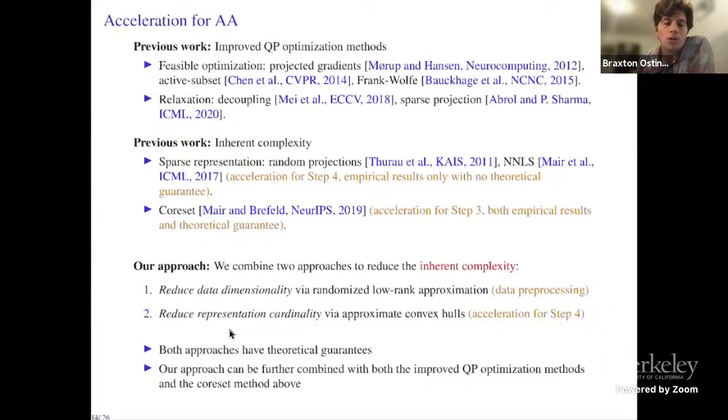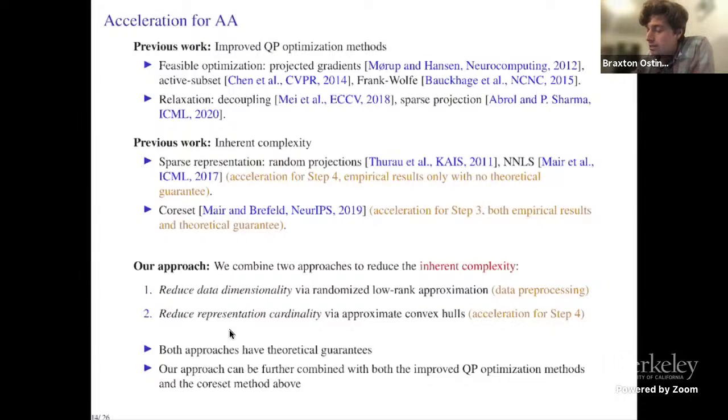Okay, so our approach complements these methods, and we combine two approaches to reduce the inherent complexity of the problem. So the first thing we do is we reduce the data dimensionality via randomized low rank approximations. So we think about this as kind of data pre-processing, which is reducing the dimensionality. And then the second thing is we reduce the representation cardinality by approximating the convex hulls of the data. So this is an acceleration step for step 4. And so both of these approaches, I'll show, have theoretical guarantees.